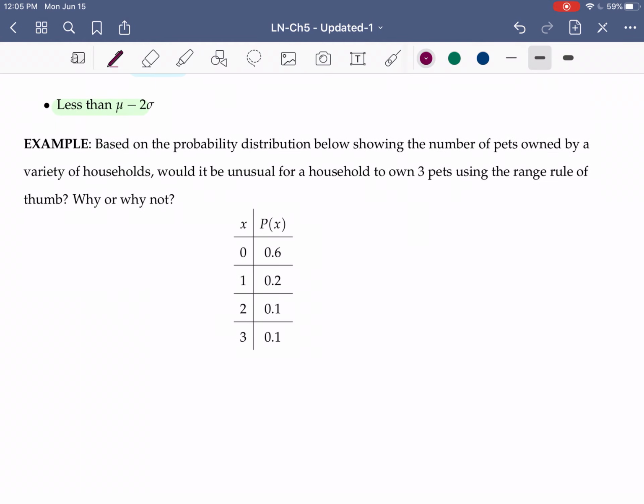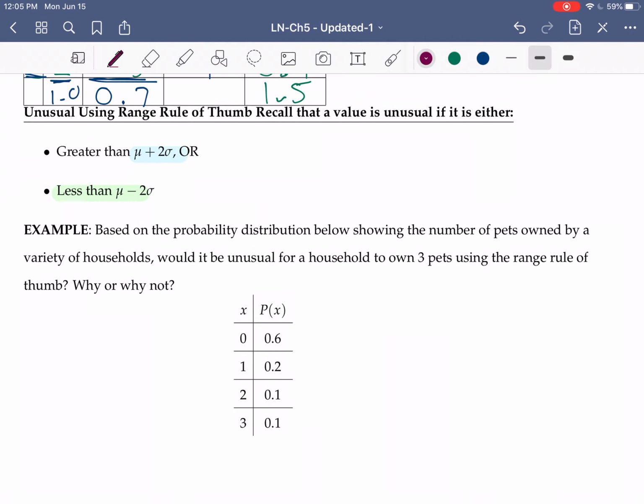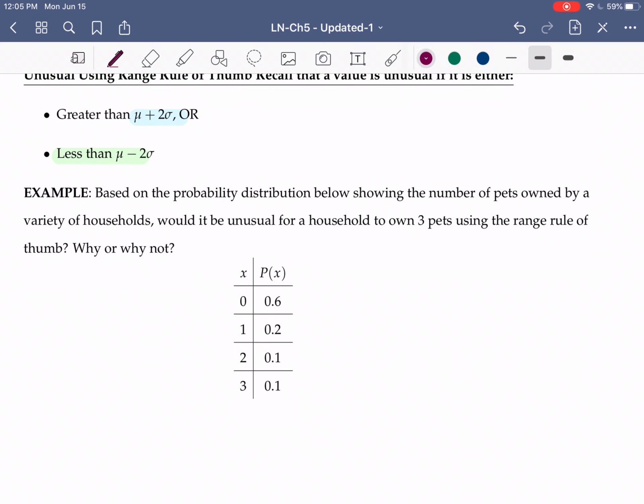So here we have, based on the probability distribution below, showing the number of pets owned by a variety of households, would it be unusual to own 3 pets using the range rule of thumb? Why or why not? And so, for 3 pets, what we want to do is, using the range rule of thumb, calculate the mean and the standard deviation.